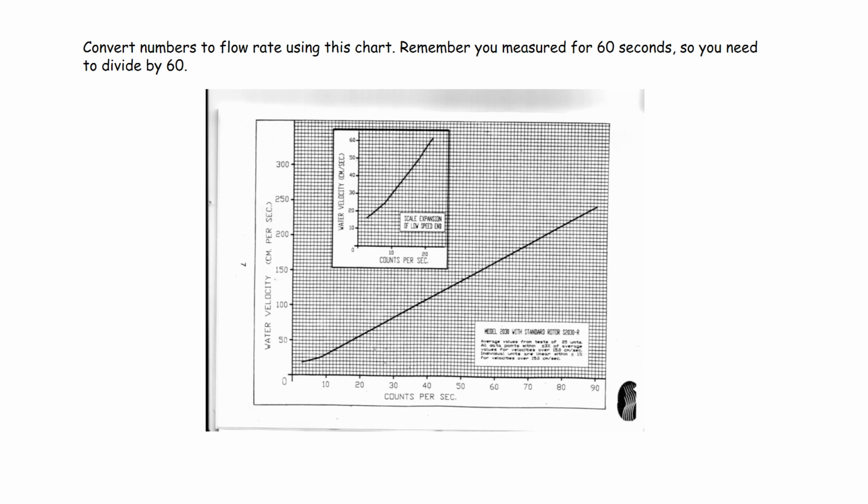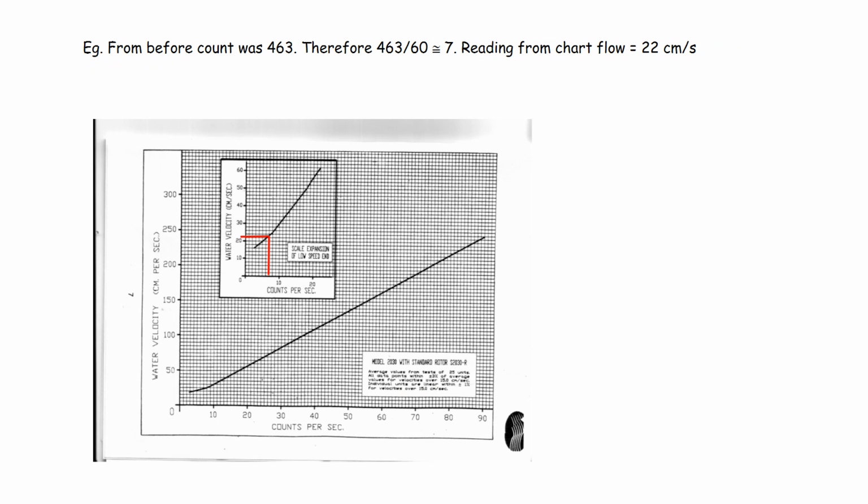We can then convert this number into a flow rate using the chart below. Remember, you measured for 60 seconds and this chart is in counts per second. Therefore, we need to divide our number by 60. Our number was 463. Dividing by 60 gives us a value of approximately 7. So it's quite slow, so we use this little insert. And reading across here, we get a flow rate of 22 centimeters per second.